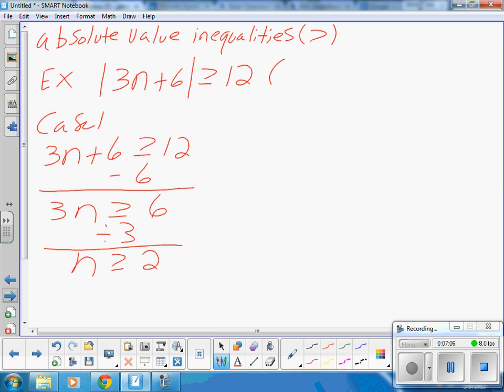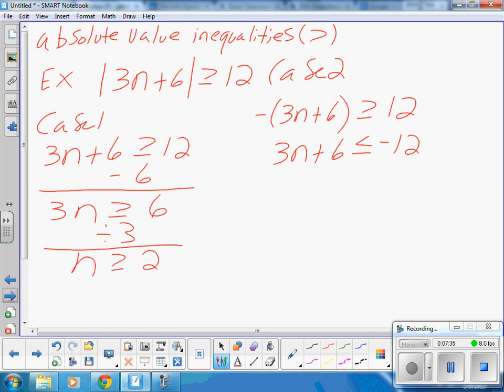Second scenario, case 2, is where the inside of the absolute value is negative. So the 3n plus 6 part is negative, and that's going to be greater than or equal to 12. We multiply both sides by a negative value, so we get 3n plus 6 is less than or equal to a negative 12. Remember, when you multiply both sides by a negative value, the inequality reverses.